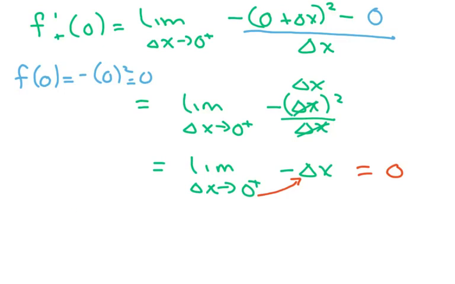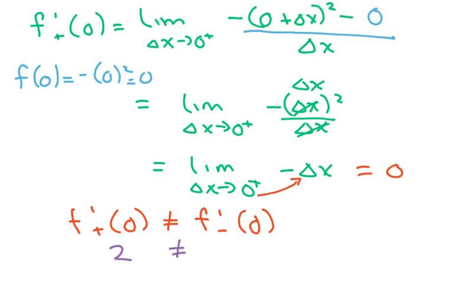So therefore, the two limits do not equal, because from the positive side it equals 0, and from the negative side it equals 2. And those don't equal, so the derivative does not exist.